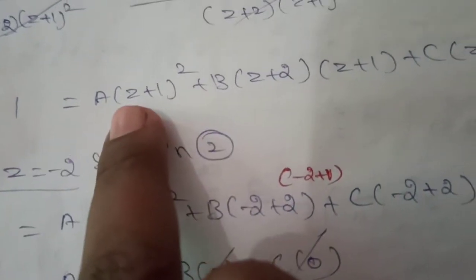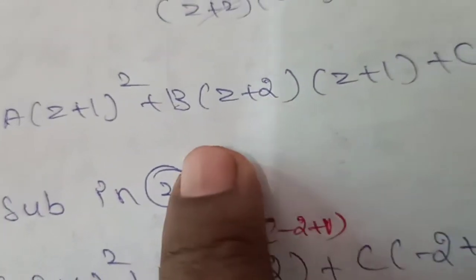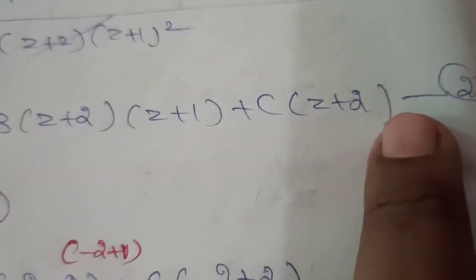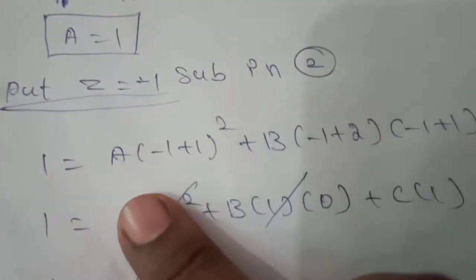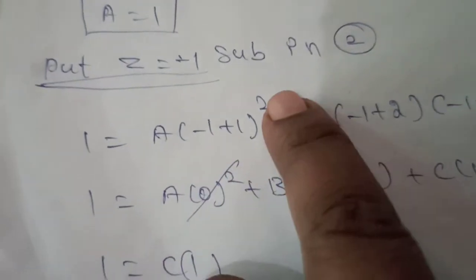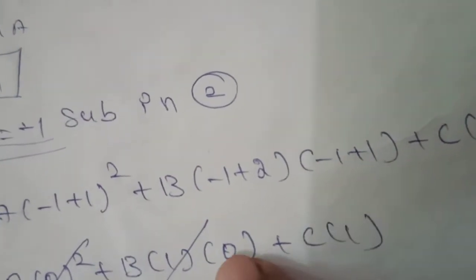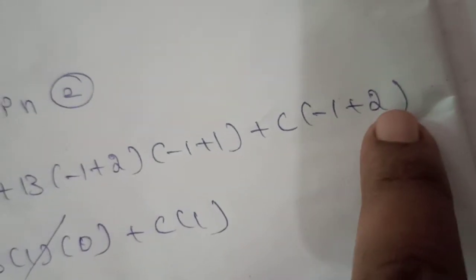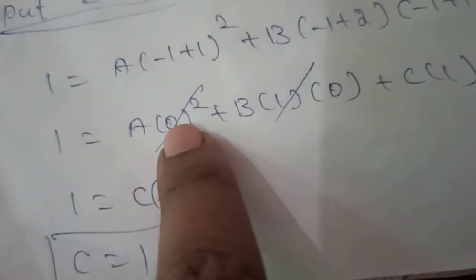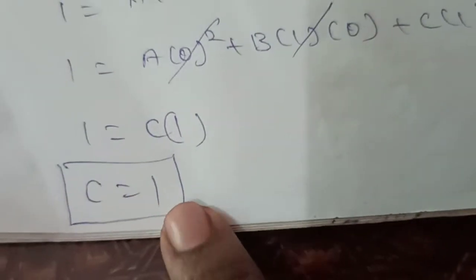So 1 equals a into (minus 1 plus 1) the whole square, plus b into (minus 1 plus 2) into (minus 1 plus 1), plus c into (minus 1 plus 2). The first term becomes 0, the second term becomes b into 1 into 0, which is 0, and the last term is c into 1. Cancel the 0 terms, so 1 equals c into 1, which means c equals 1.